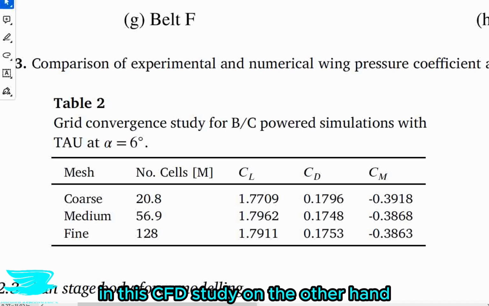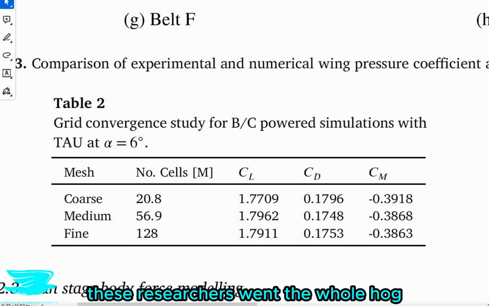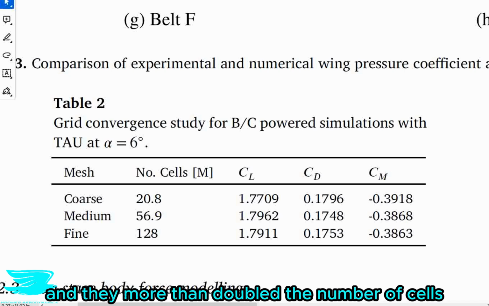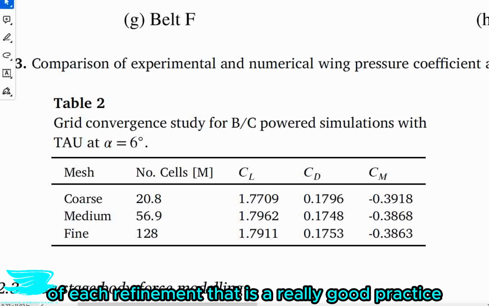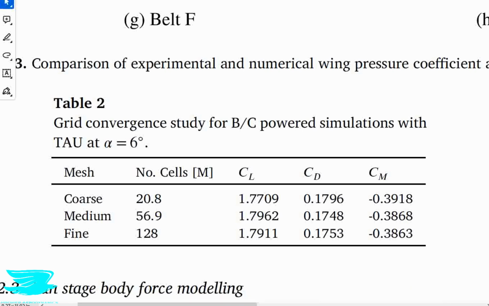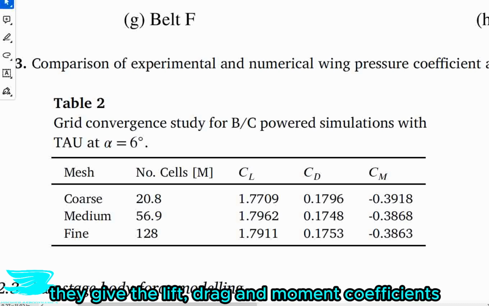In this CFD study, on the other hand, these researchers went the whole hog and they more than doubled the number of cells of each refinement. That is really good practice. So in terms of the results, they give the lift, drag, and moment coefficient, which is really nice.